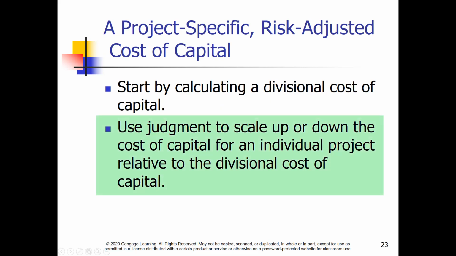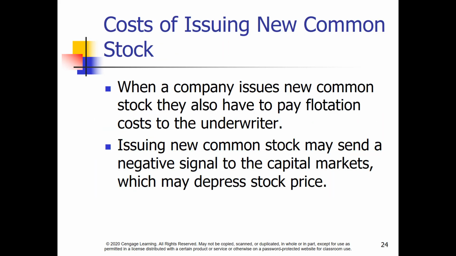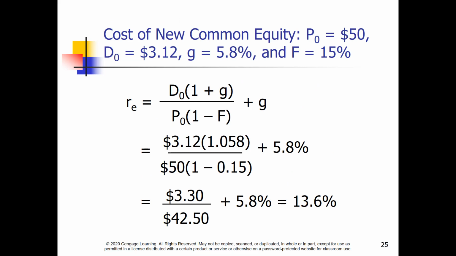Frequently, firms issue instructions to divisions to subjectively adjust their overall cost of capital up or down, say plus or minus 2 or 3 points, for more or less than average risky projects. We've got an estimate for retained earnings, but what if the firm chooses to or has to issue new common stock to raise funds? New issues carry flotation cost, and they're pretty high for common equity. Plus, a mature firm issuing new equity is a negative signal to the market, which may drive down the stock price before the actual issue occurs, forcing the firm to issue more shares to raise the needed funds. Given the same data, but including flotation cost of 15%, we now get a cost of new equity of 13.6.